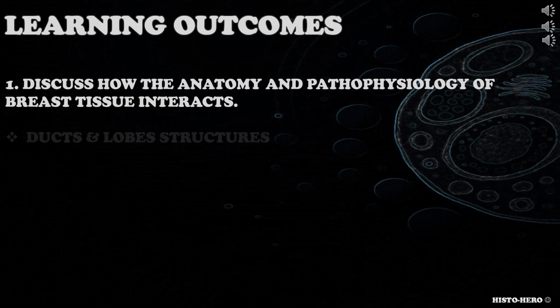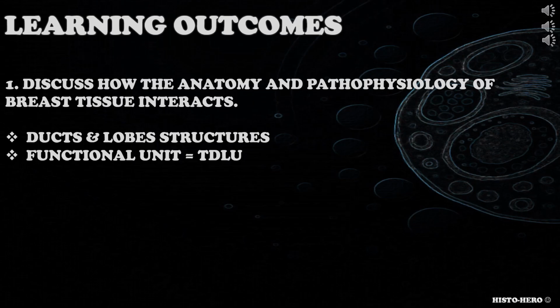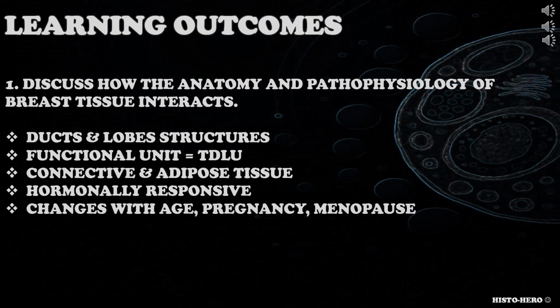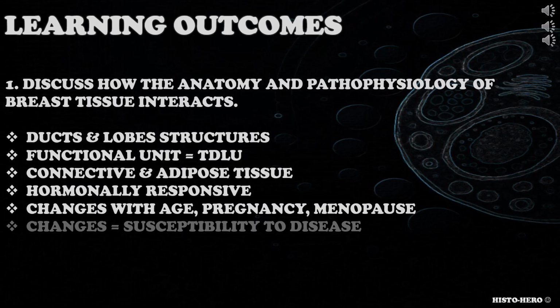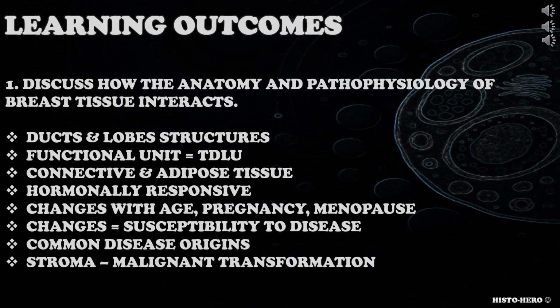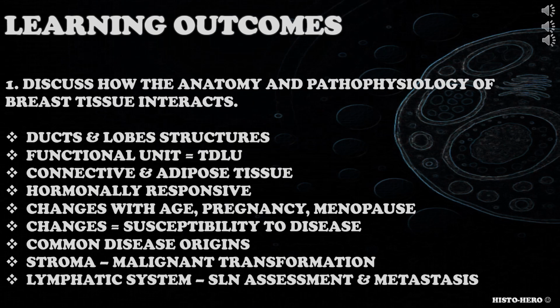Candidate could consider the ductal and lobular structures characteristic of breast tissue, terminal duct lobular unit, which is the functional milk-producing unit of the breast and also a place where most benign and malignant cancers originate, connective and adipose tissue and their interactions within the breast tissue being hormonally responsive tissue, changes during menstrual cycle, changes of breast tissue due to age, pregnancy, or menopause, tissue changes and their association with susceptibility to disease development, common disease origins like TDLU, stroma and possibility for malignant transformation, lymphatic system and its association with metastasis and cancer spread, tail of Spence, or axillary tail and its association with disease development.